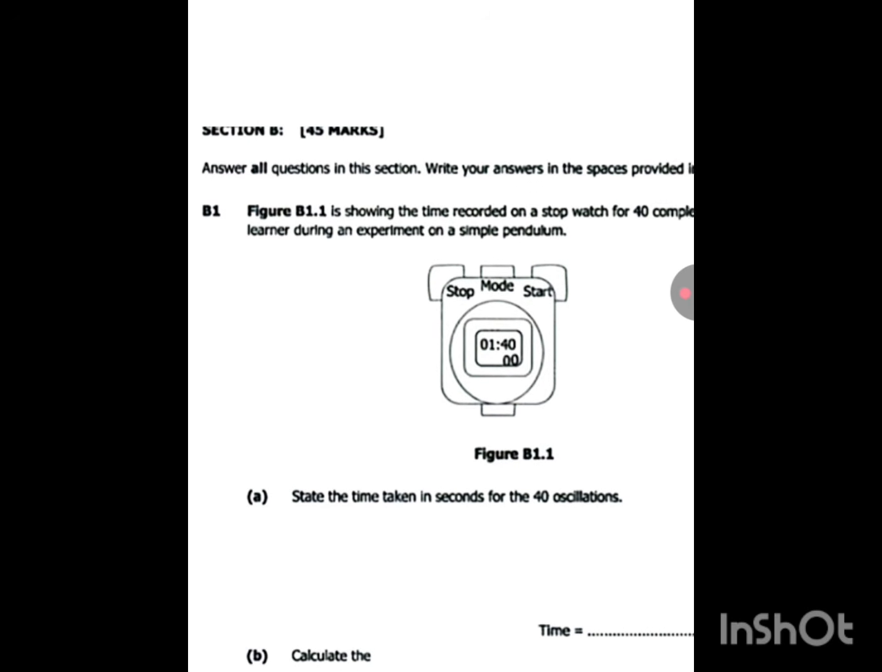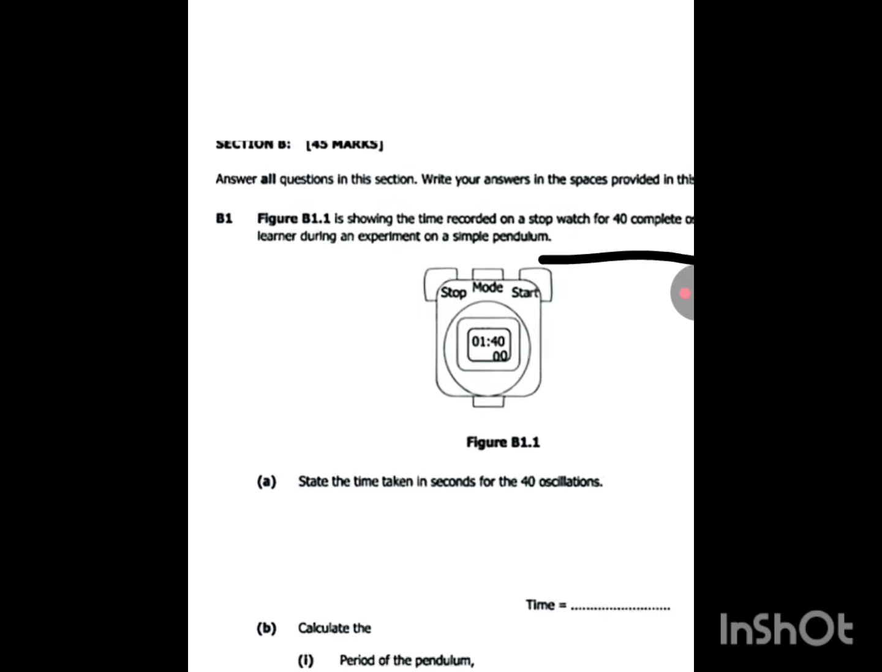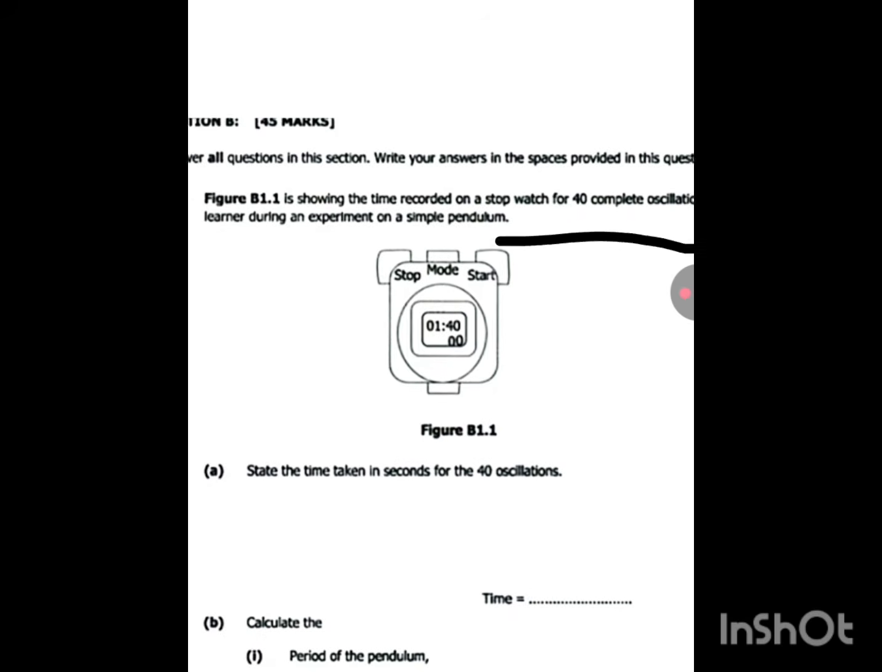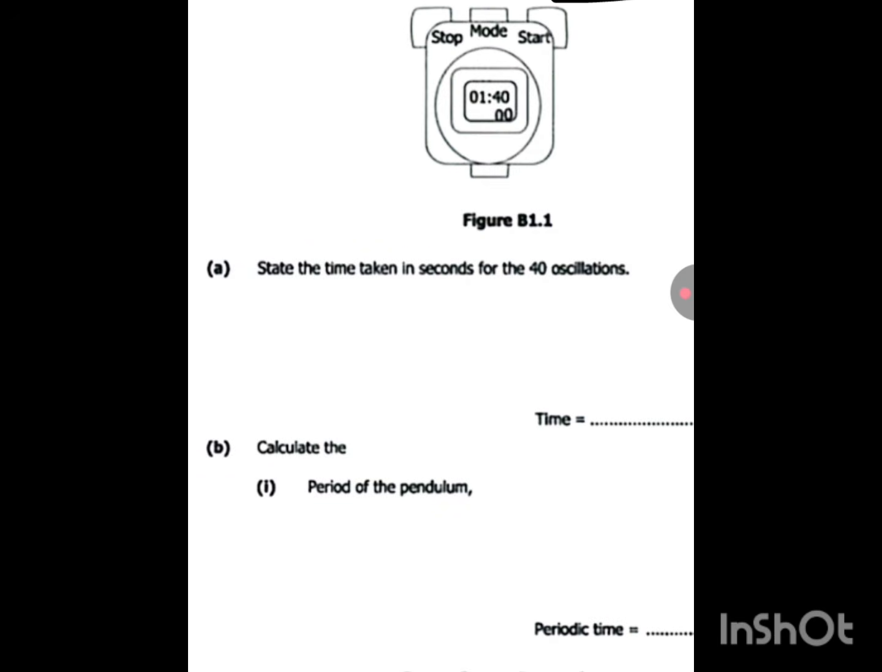Question B1. Figure B1.1 is showing the time recorded on a stopwatch for 40 completed oscillations by a learner during an experiment on a simple pendulum. Question A states: the time taken in seconds for 40 oscillations. So I have 1 minute 40 seconds. I need to calculate the time in seconds.